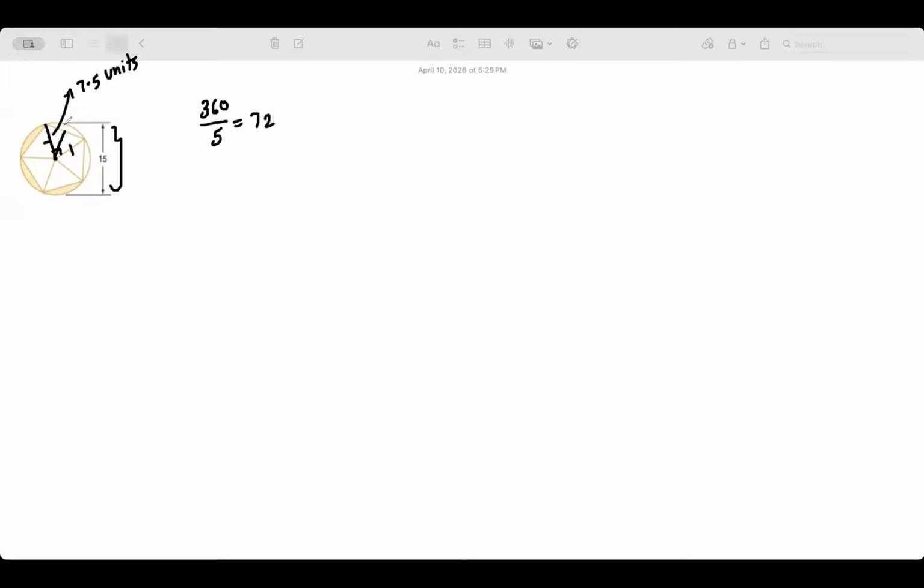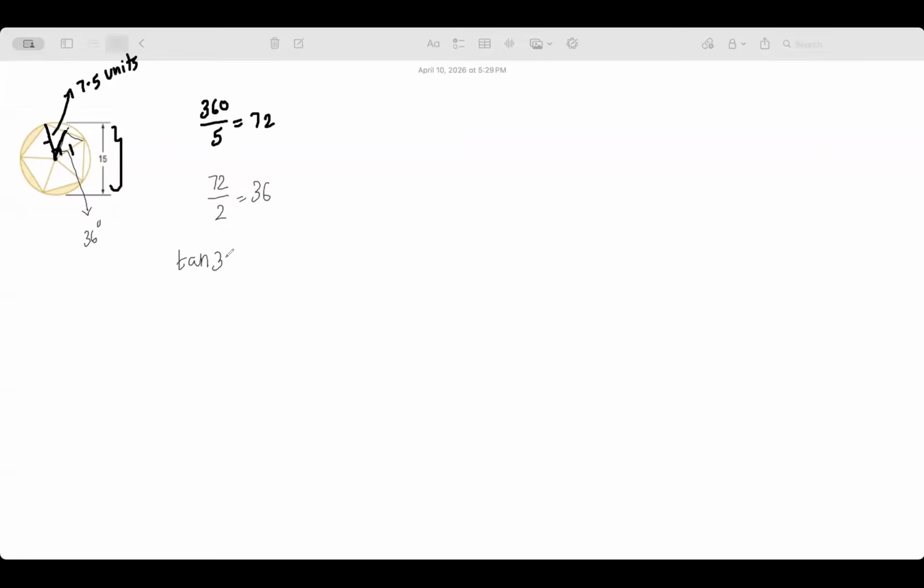So 72, then this is an angle bisector. 72 divided by 2 will be 36. So this angle is 36 degrees. Now you know this, right? If this angle is 36 and you know the adjacent, but you need the opposite, what can you do about it?